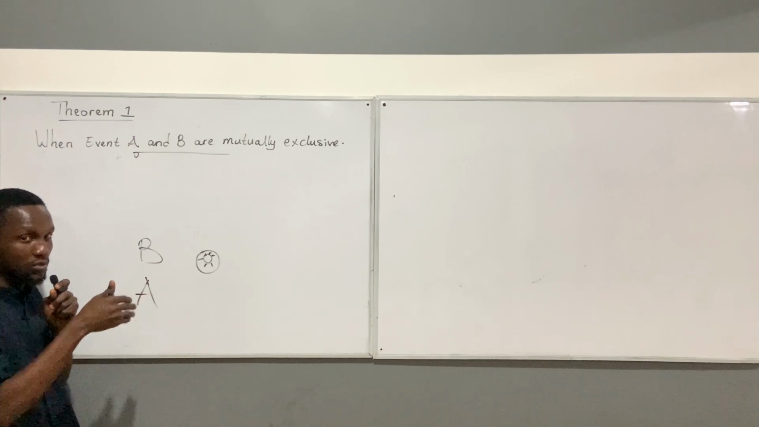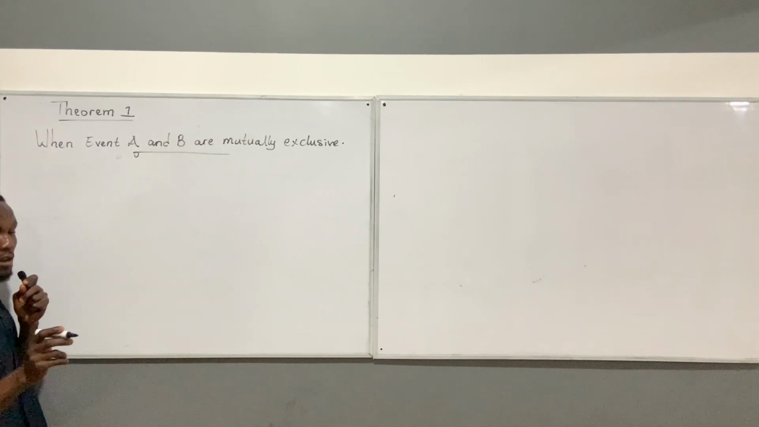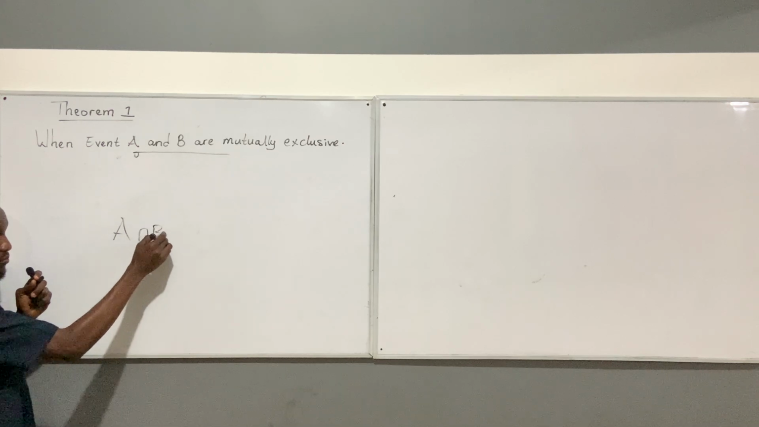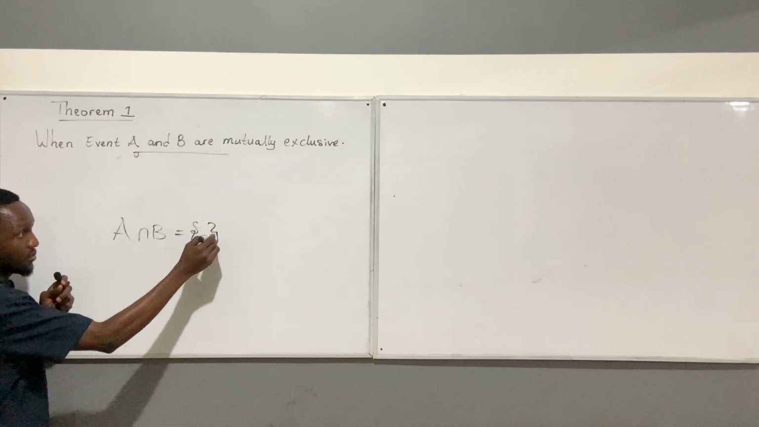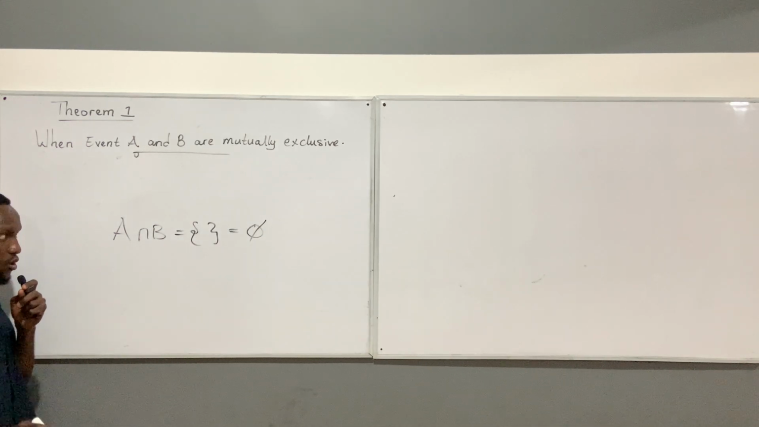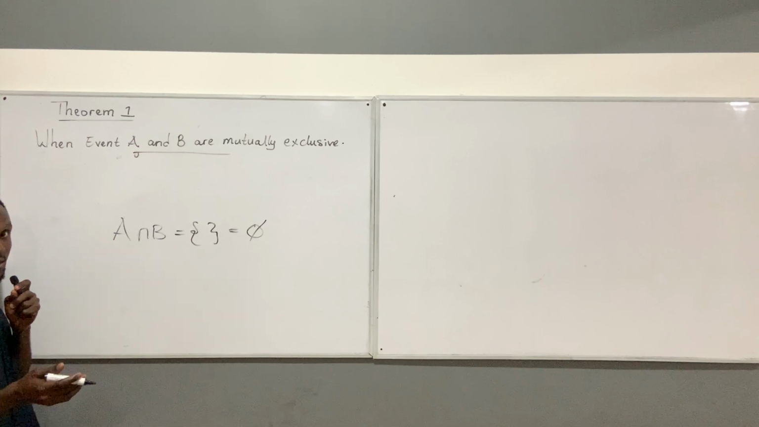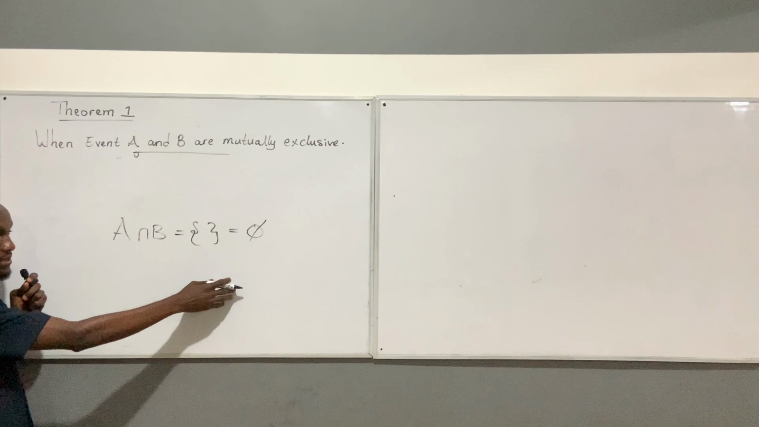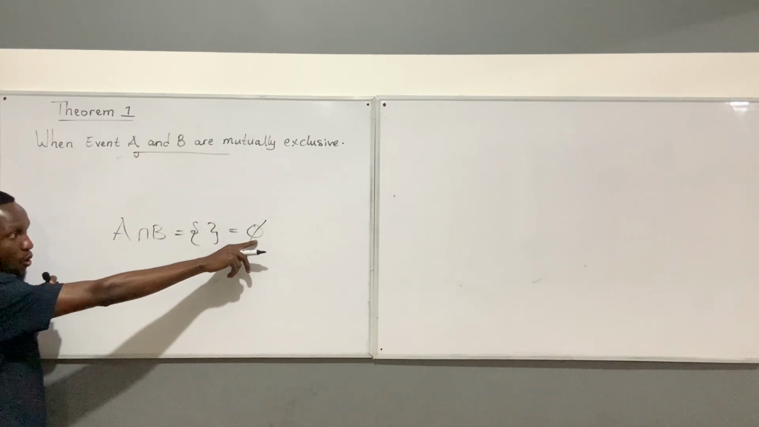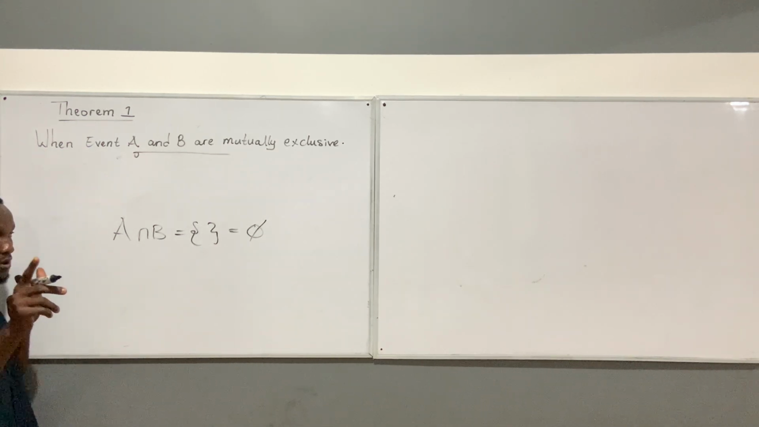So let's dive into that. Because the two events cannot happen together, their intersection is always equal to an empty set. So we can say that A intersection B is equal to an empty set, or a null set. Why? Because an intersection of two events means that they have members that are common. Event A has a member, event B has a member, and they are common. Because these two events cannot happen together, they do not have any members in common. So their intersection is always equal to a null set.